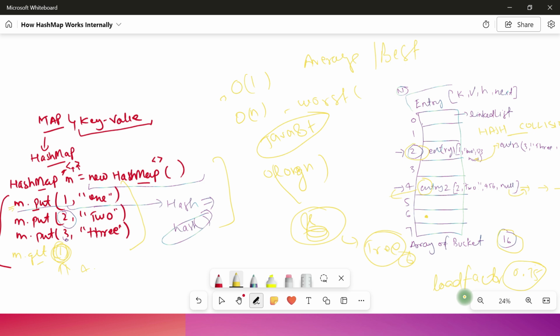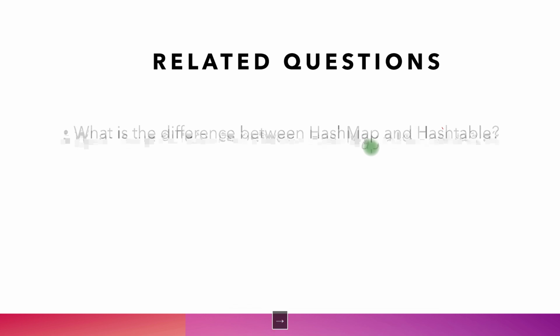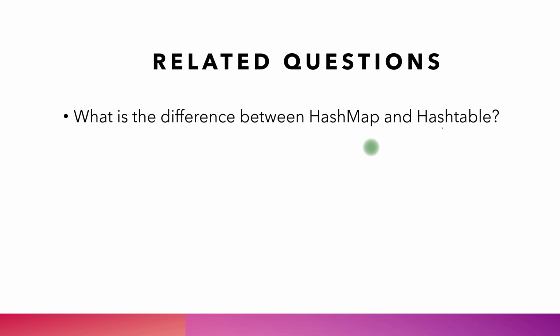Now coming to the next one. Let's see the related questions that can come around this HashMap and indicative answers as well. What is the difference between HashMap and Hashtable? The differences can be given in 3 points. First one is thread safety. HashMap is thread safe, Hashtable is not. When it comes to null keys and values, HashMap allows one null key and multiple null values can be there.